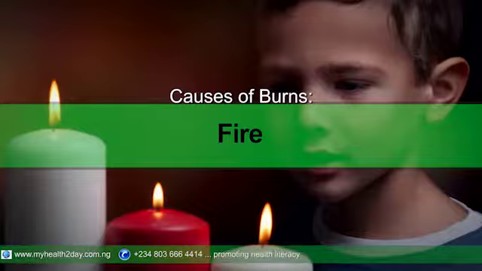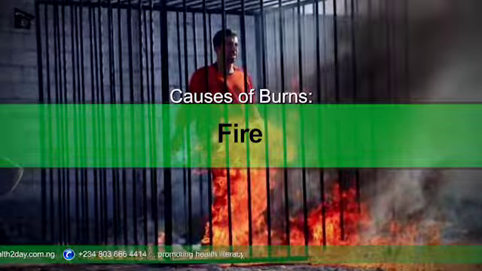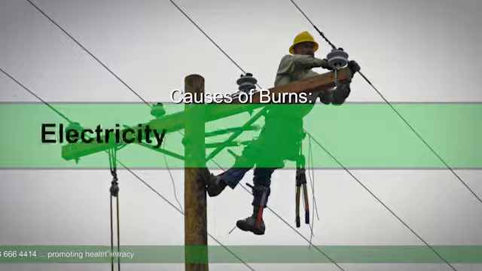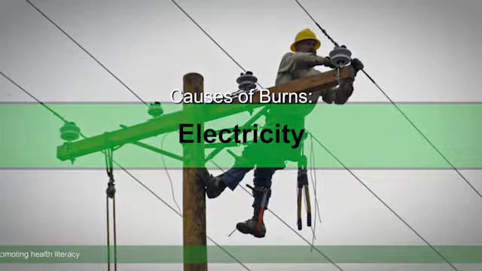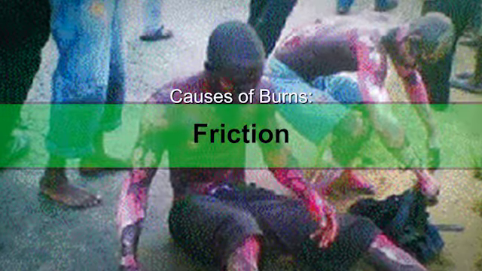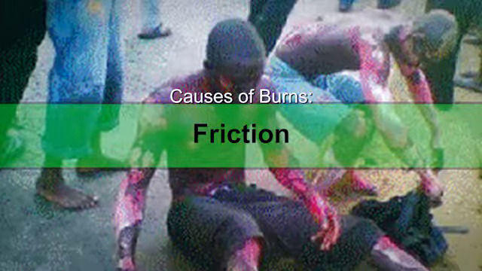It can occur as a result of fire. Burns can also occur from fluids, such as boiling water or hot oil. Electricity, which we normally call electrocution. Friction can also cause burns. If in a road traffic accident, somebody is dragged on the road, the friction can also result in burns.